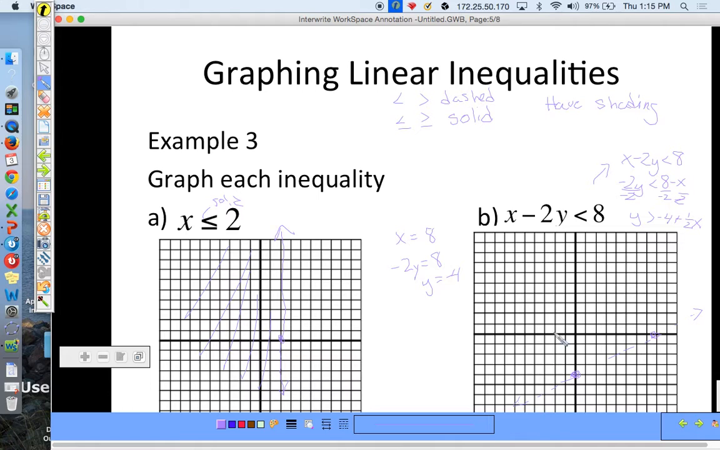And then to figure out where to shade, you have to do a test point here. So let's test 0, 0. So 0 minus 2 times 0 is less than 8. Well, 0 is less than 8. Well, that's a true statement. So here's 0, 0, and it's true, so we'll shade on this side of the line.